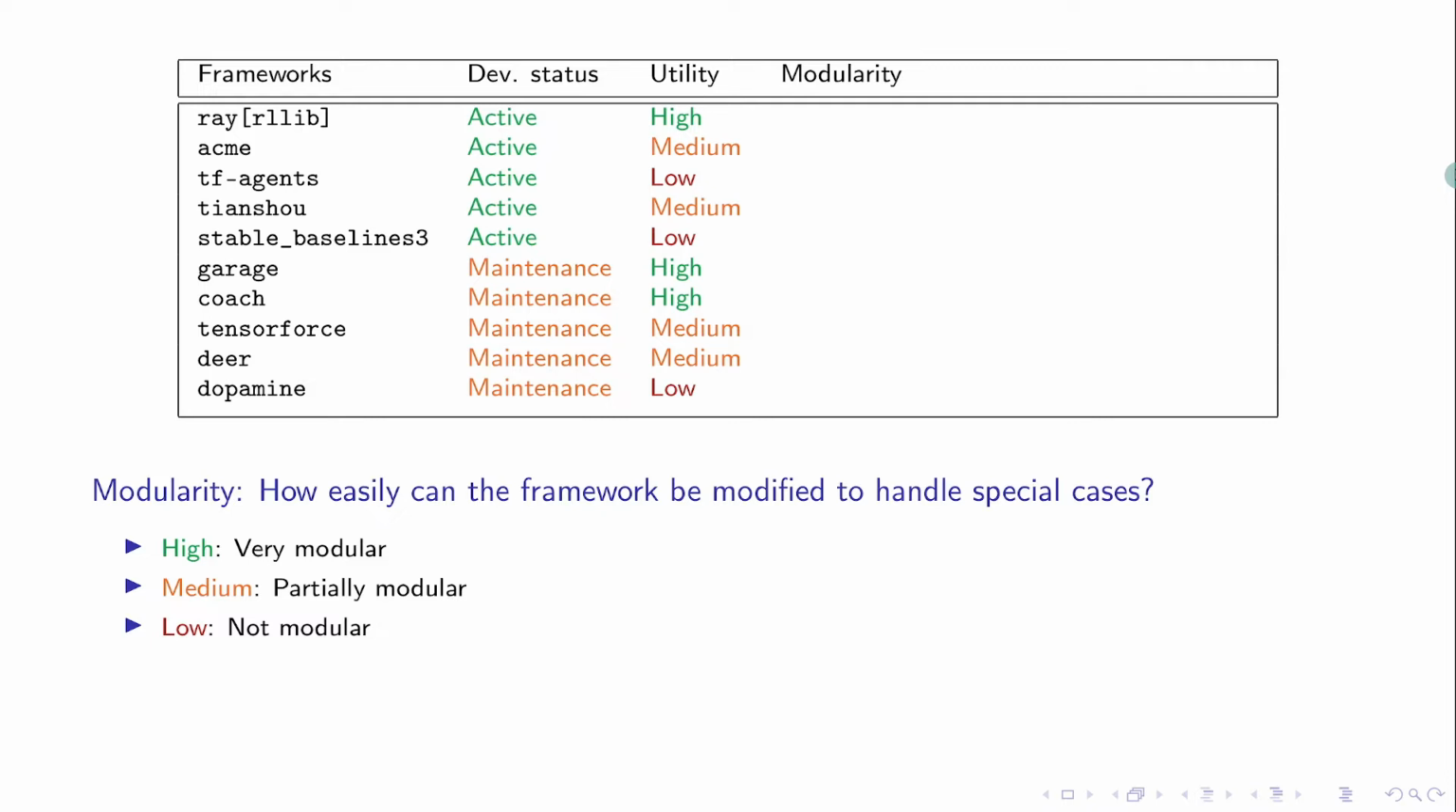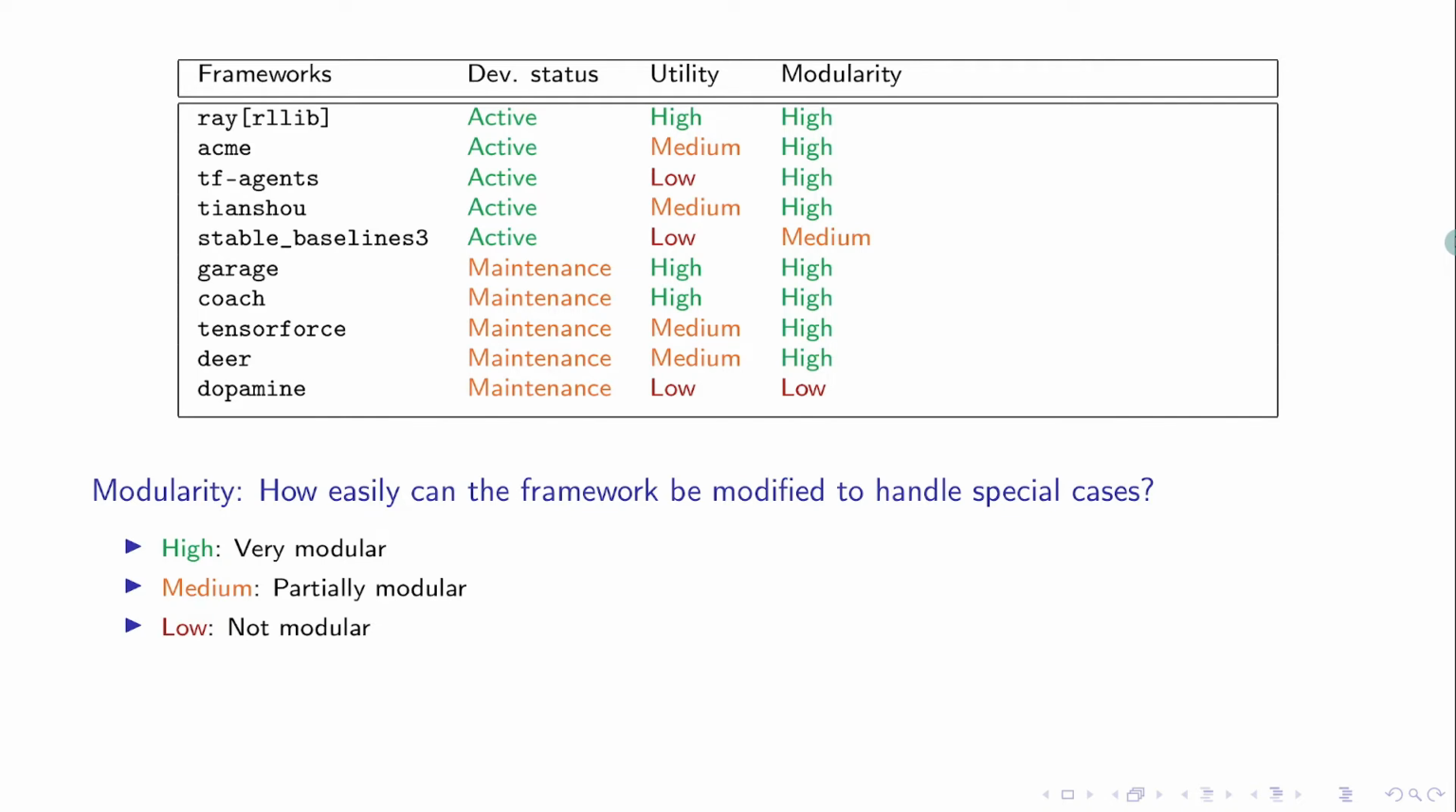But what happens when you have a very special use case that is not supported out of the box? In this case, it is useful to have a modular framework, which lets you override each and every modular piece to adapt to your very special use case. Therefore, modularity is the third metric that I looked at. And the good news is that most of the listed frameworks seem to have high modularity.